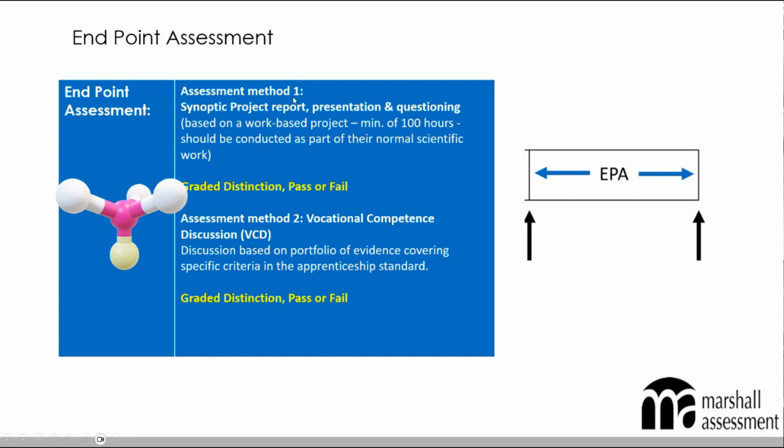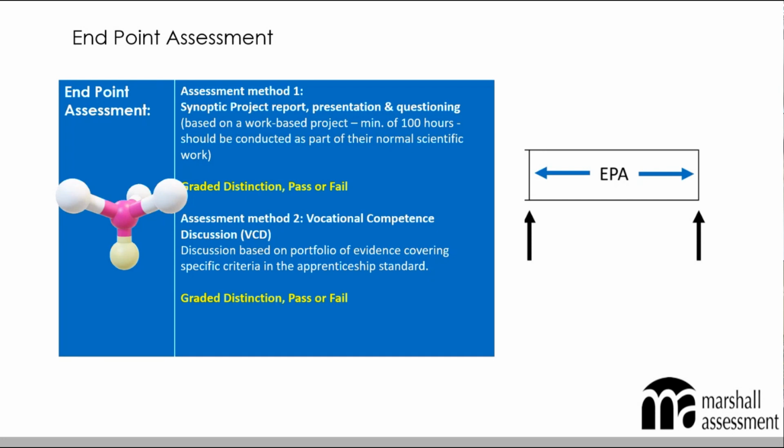So assessment method one is project based. So it's assessed holistically, actually. It's assessed on the content of their report, their presentation, and how they respond to questions at the presentation questioning stage. So that first assessment hurdle effectively has 3 points of assessment in it. It's graded distinction, pass or fail. There is no merit grade, so there's distinction, pass or fail grade there.